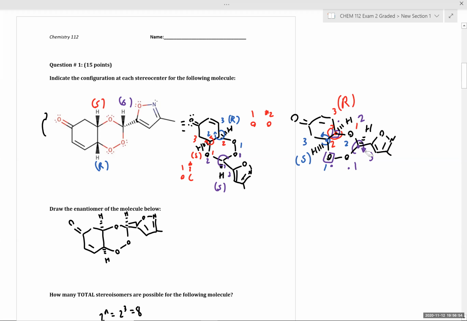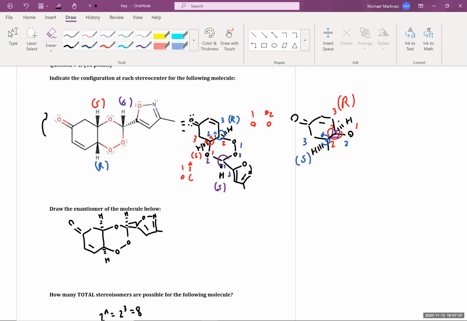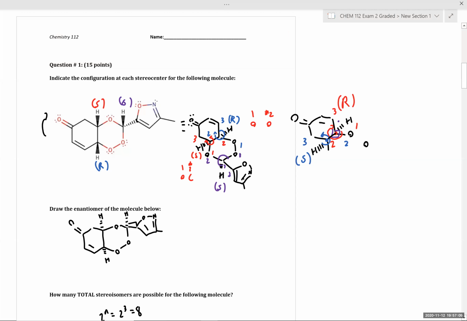Oh. This should be flipped. One moment. Let's redraw this. I realized that when I drew the mirror image, I didn't flip everything. The endoperoxide needed to be on top. That's why it looked odd to me. There we go. Perfect. Okay, so everything's flipped.